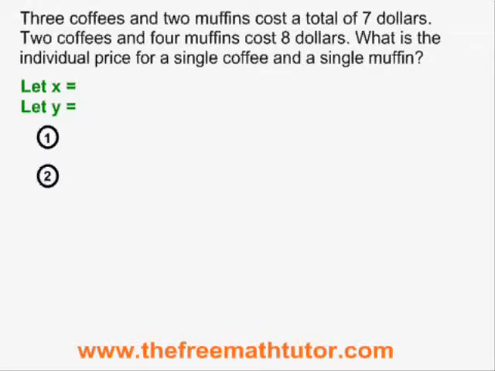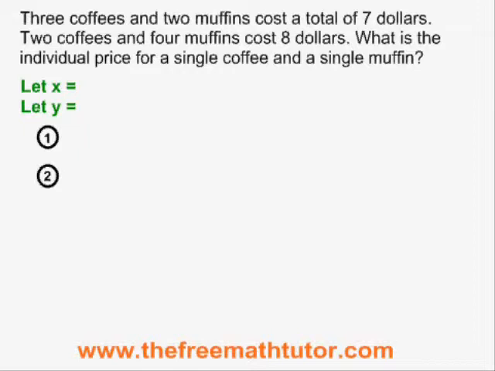This video illustrates how to solve a word problem involving a system of two equations with two variables. The question is, 3 coffees and 2 muffins cost $7, 2 coffees and 4 muffins cost $8. What are the individual prices for a coffee and a muffin?